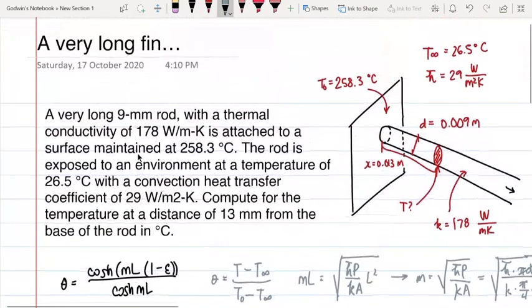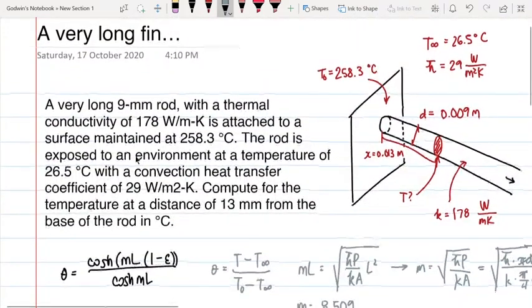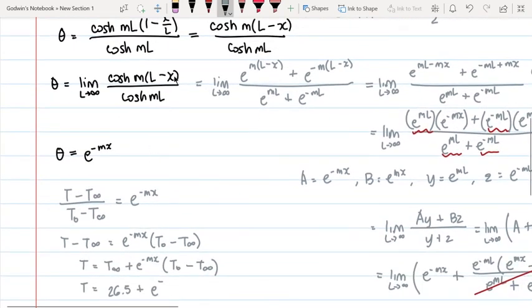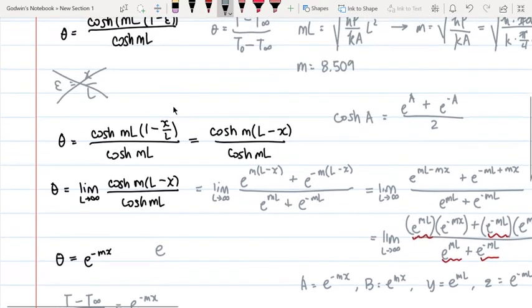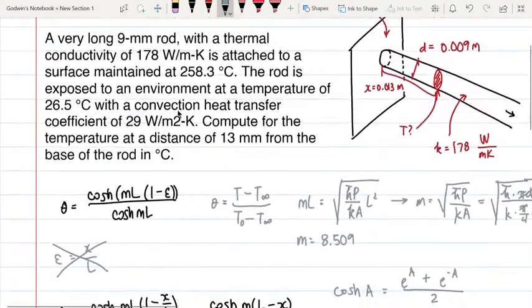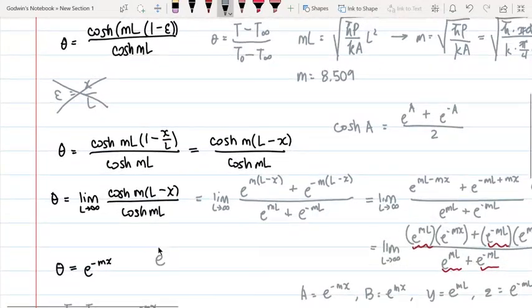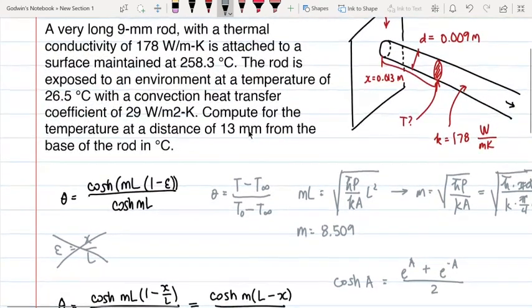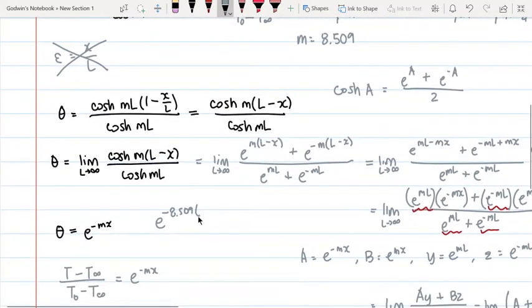What's our t infinity again? T infinity is 26.5. 26.5 plus e to the negative. Oh, right. I forgot to check if this is correct. So we know that our m already is the 8.509. So negative 8.509 times x. So our x here is in terms of millimeters. We'll change that to meters. That's going to be 0.013.